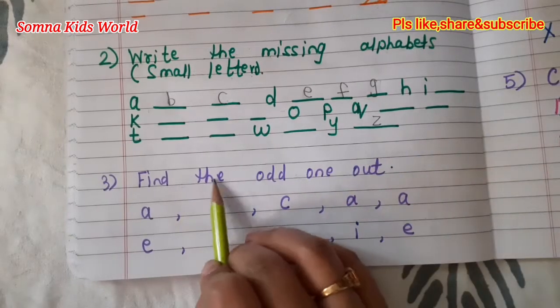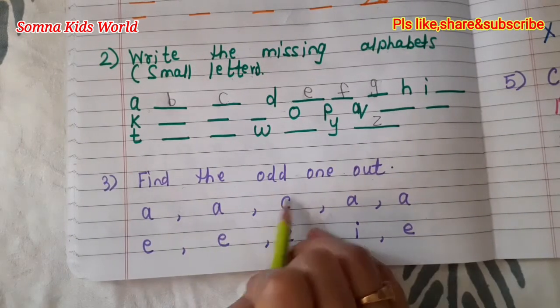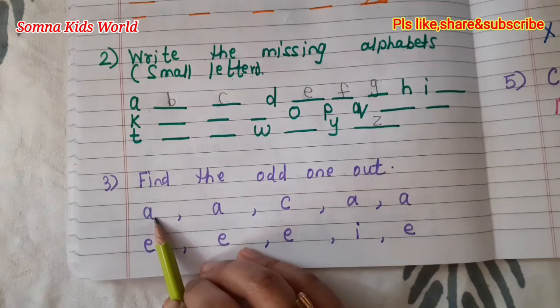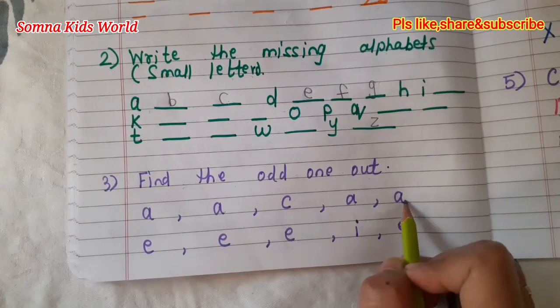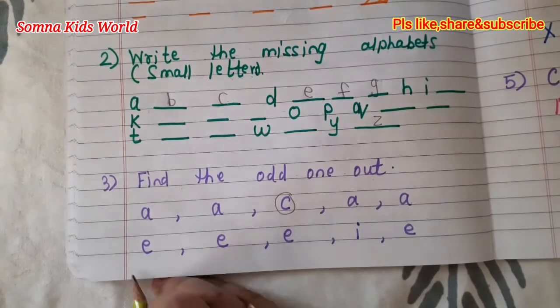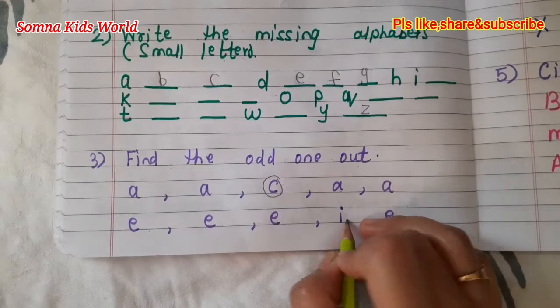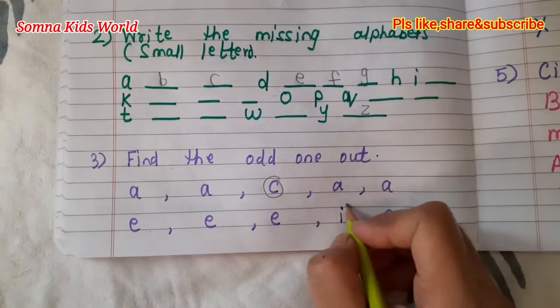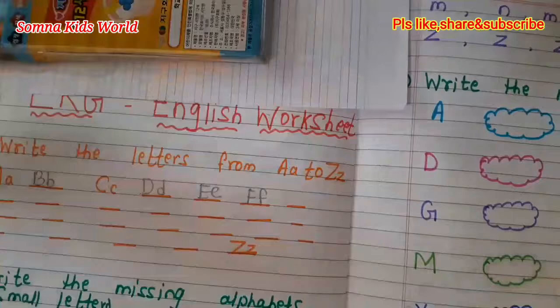Next one, find the odd one out. You have to find here the odd one out. Here you can see small a, small c, a. So the odd one is C. Next one is E, I, E. So the odd one is I. Like this you have to find the odd one out.